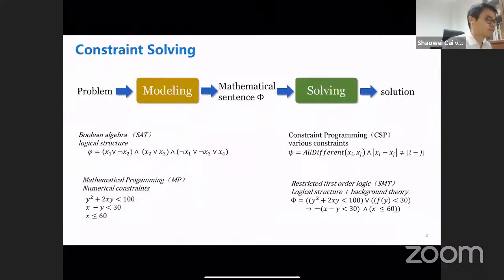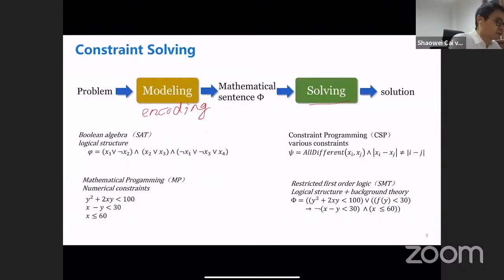About the first way, we usually refer to it as constraint solving because the core of this way is the solving algorithm. The first part we call modeling, and in the SAT community, we usually call this part encoding. The next part is the solving. And we have many different popular mathematical languages to model our problems. I list four popular languages here.